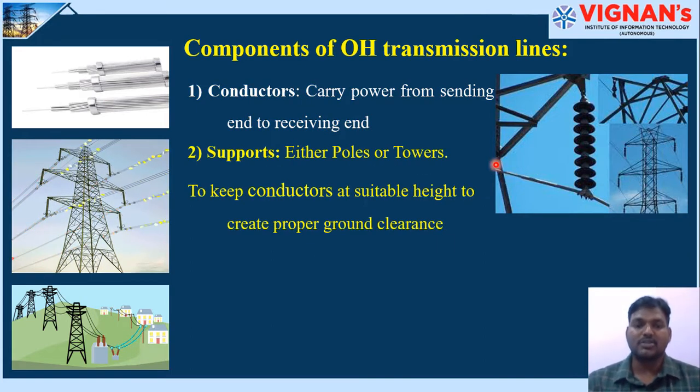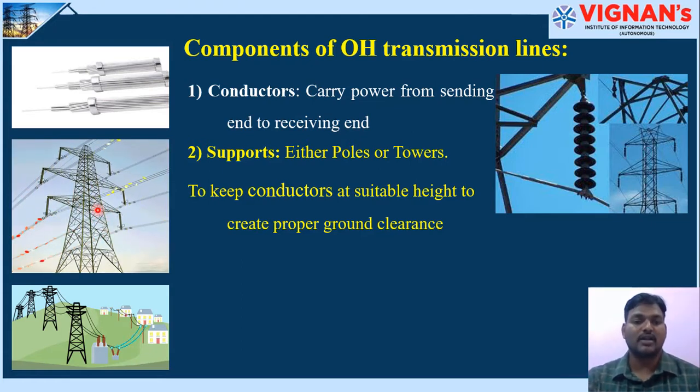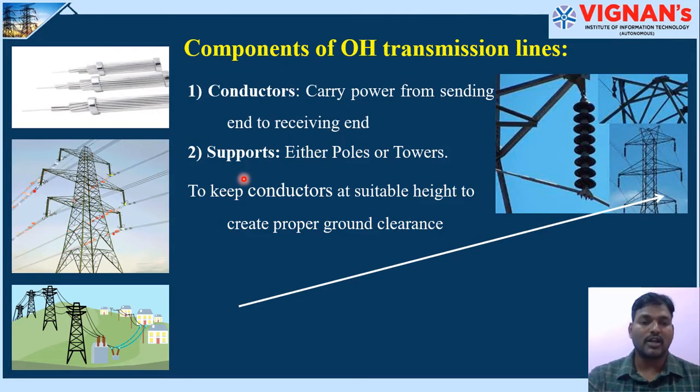Next, the transmission supports. You can see there is a tower here which is used to carry these conductors, provide proper ground clearance, and keep the conductors at a suitable height with the help of these supports. They are also called poles or towers. These are the side arms which are used to displace the conductor from the axis of the tower, called cross arms.